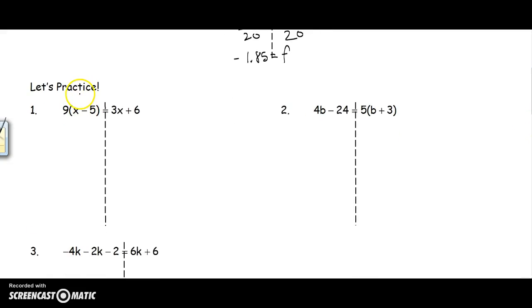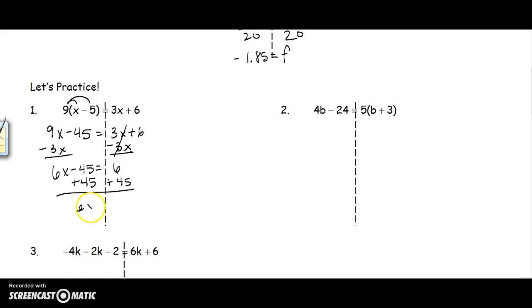Here are some more. So again, you're going to distribute. So you have 9x minus 45. Pick the smaller variable to move. So now you have 6x minus 45 is equal to 6. So let's add 45. So you have 6x is equal to 51, which again you're going to get a decimal. So again, that's okay. When you divide by 6, x is 8.5. Decimals are okay.